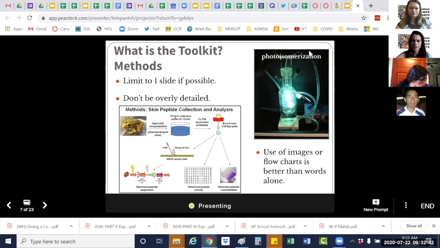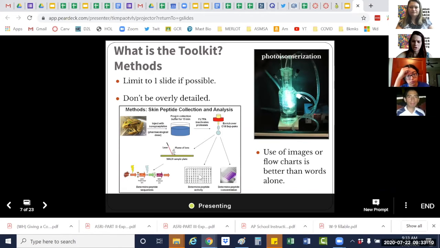So for example, up here I have a picture. This is from my undergraduate thesis work at the University of Arkansas. I was using photoisomerization. I've got this UV light right here that's in this chamber, and there is oil that is being exposed to it. And this is one of the steps where I was trying to make a compound called conjugated linoleic acid. So I've got a catalyst in there, and the UV light is helping to make that conjugated linoleic acid.